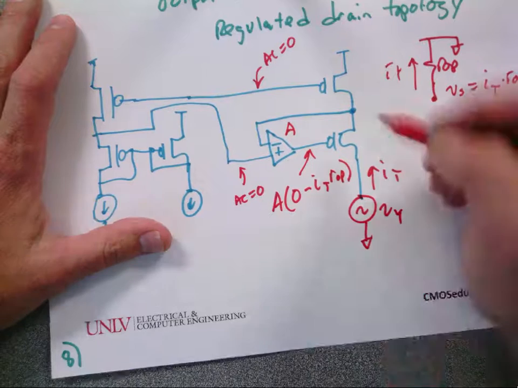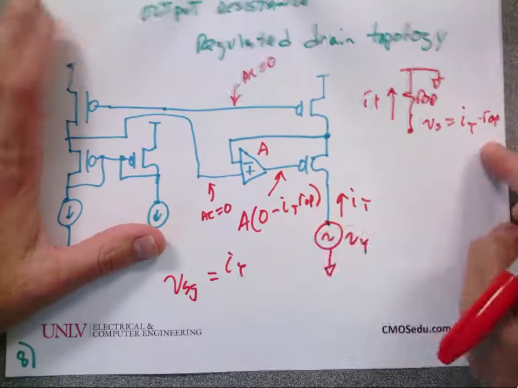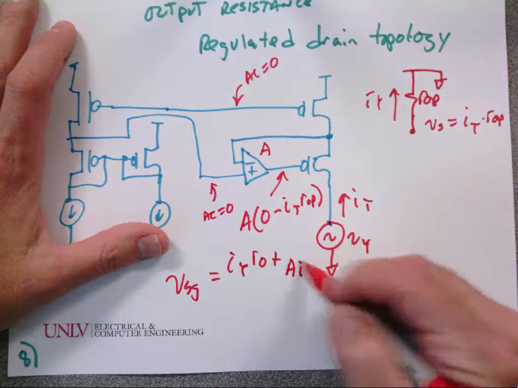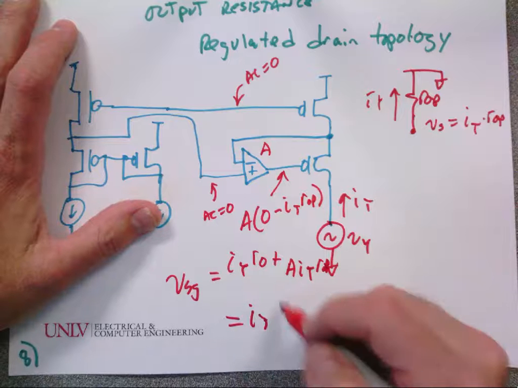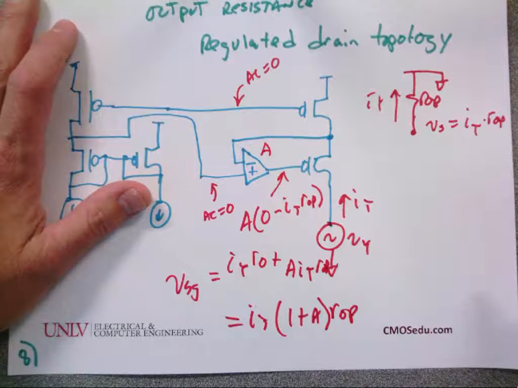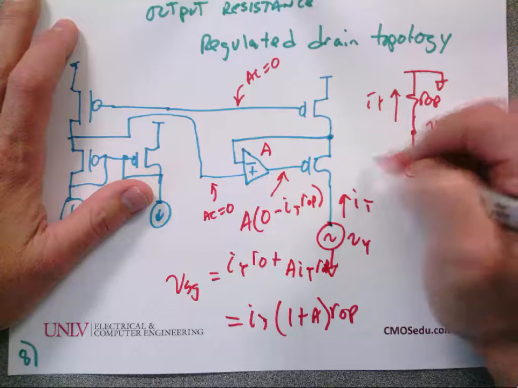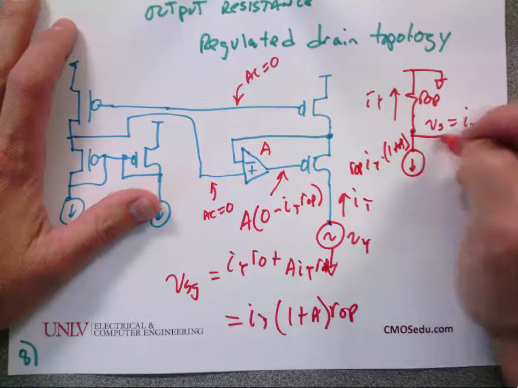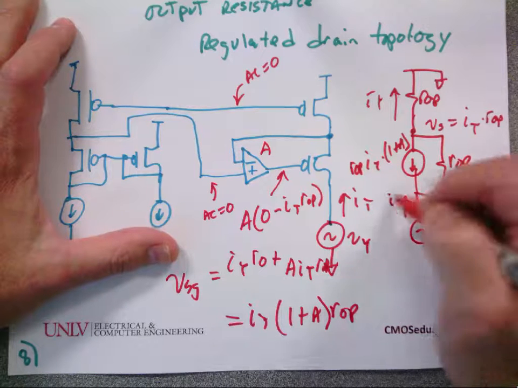So what's VSG of that transistor? This voltage, I test times R out P, minus this voltage, which would be A times I test R out P, is the VSG, which is equal to I test times 1 plus A R out P. Okay, so then I come over here and I go, oh, that's a current source of I test times 1 plus A R out P. There's my R out P. There's my V test. There's my I test.